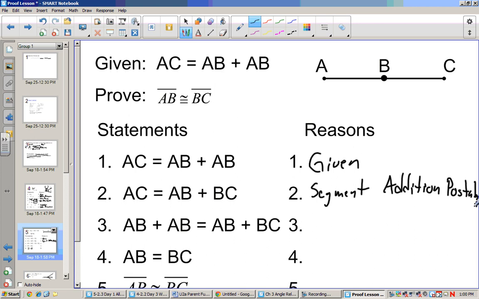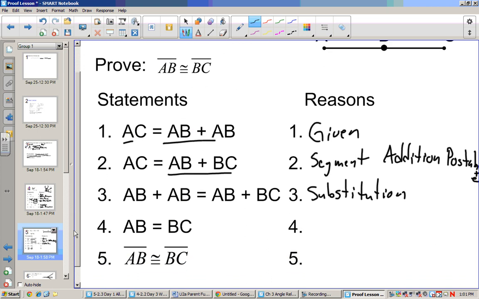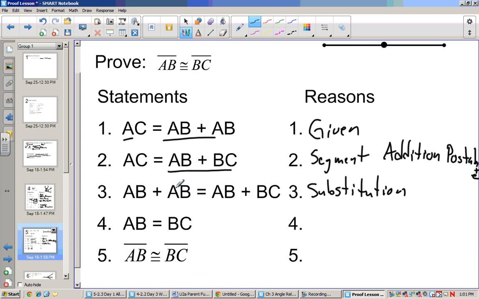So now if this is true, AC is equal to both of these things, we can set these equal to each other by using substitution. Or it's kind of like the transitive property as well. Now once we did that, if I just subtracted AB from both sides, we can get this next row. So that would be the subtraction property.